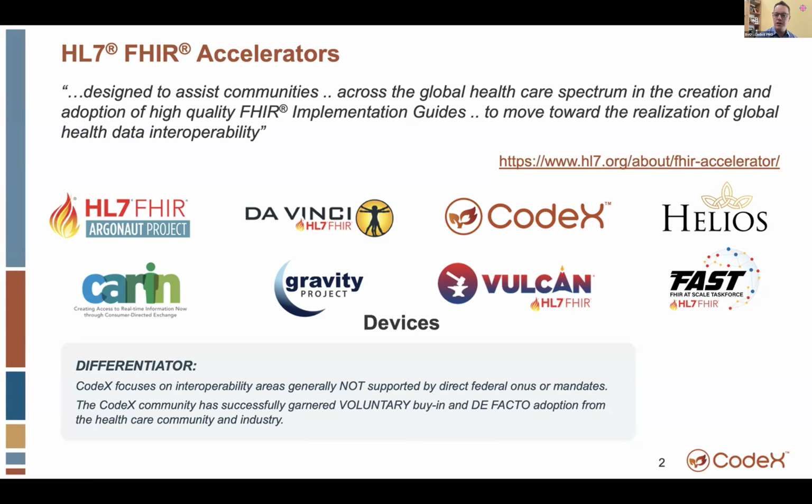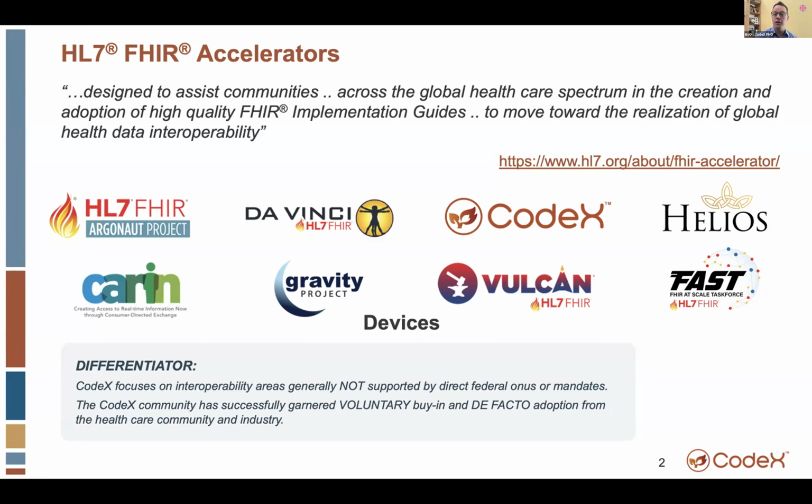Each of these accelerators, these are our accelerator siblings, as it were, are each focused on a particular set of challenges in healthcare. So for instance, our friends in Vulcan are really interested in research data and how do we get clinical data into the hands of researchers. Our friends in Gravity are working on social determinants of health. Our friends in Da Vinci are working on payer data exchange and so on. Our focus at CodeX is on clinical medicine, specifically on internal medicine. And it's the only clinically focused HL7 accelerator.